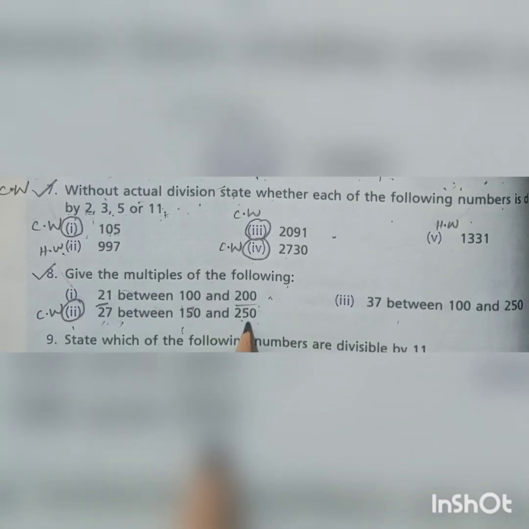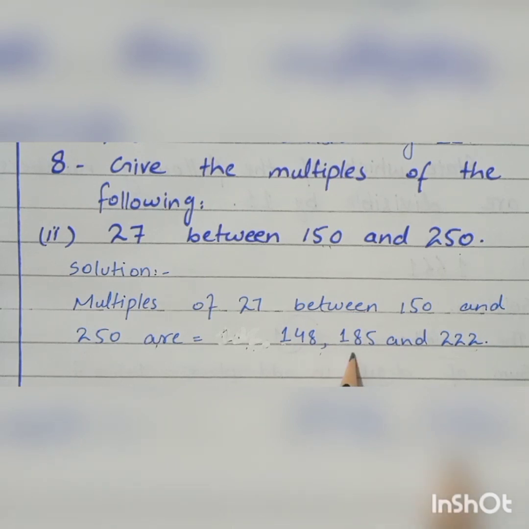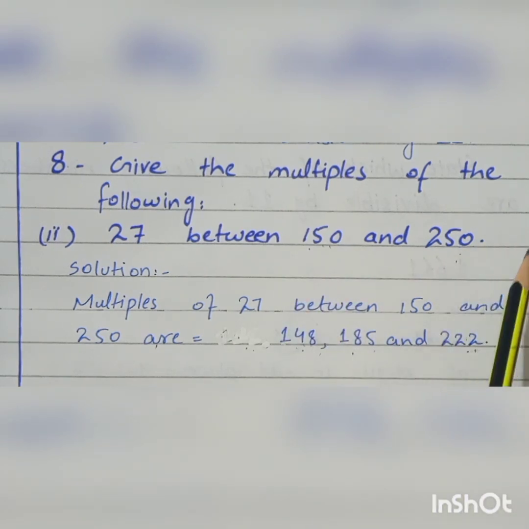You have to write the multiples of 27 between 150 and 250, not less than 150, not above 250. Students, multiples of 27 between 150 and 250 are 148, 185 and 222. You can easily see that 148, 185 and 222 are lying between 150 and 250. They are not less than 150 and not above 250.